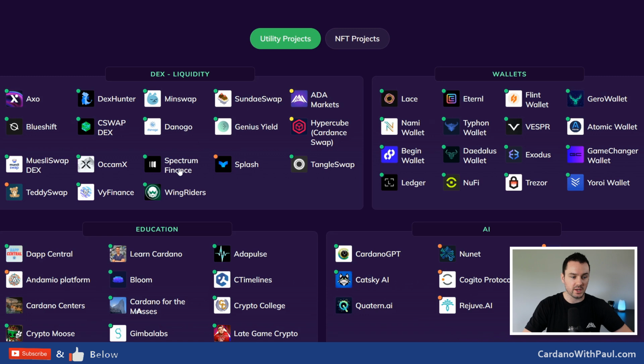What else do we have here? Spectrum Finance. So Spectrum is in the process of changing over to Splash. Splash is going to be, as far as I'm aware, the rebrand of Spectrum. Spectrum is becoming kind of its own chain then. The naming convention is just changing. Splash is going to have a lot of upgrades there too, and I will be talking to the team hopefully fairly soon. I need to reach out and try and set that up, because lots of different things.